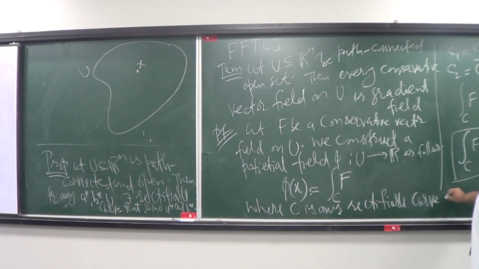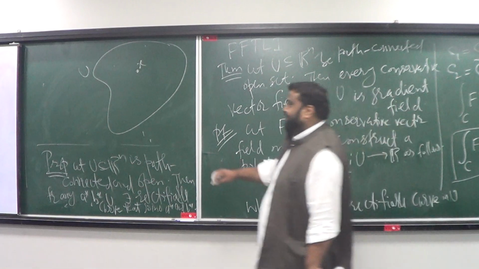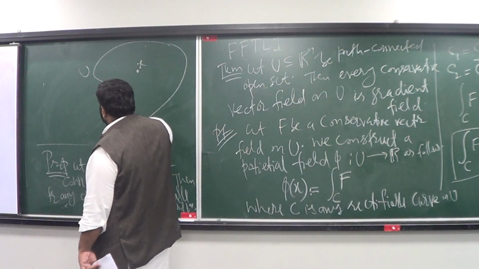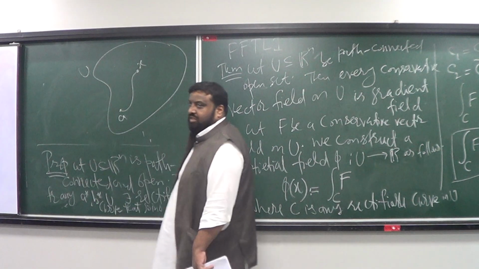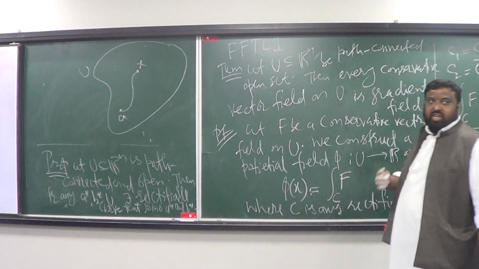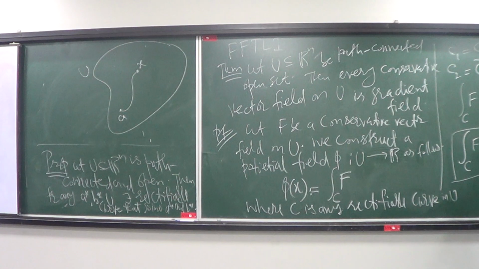Obviously in U, the question is, we already have one point. So let's take another point. It should be a rectifiable curve. So let's start from A and end at my arbitrary point X. You have to keep in mind A is fixed, X is arbitrary. A very serious question.